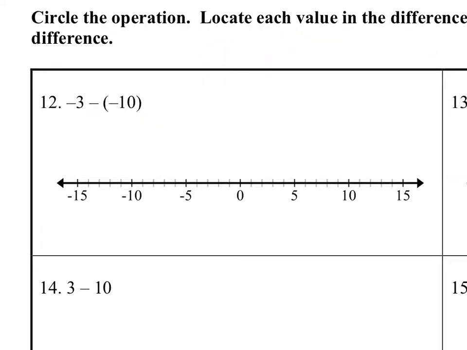Again, this test circle the operation, for the sake of time, we're going to skip that. Let's just do this on the number line, whichever method you like, and then we'll find the difference between these two. Would someone like to do number 12 for us, please?